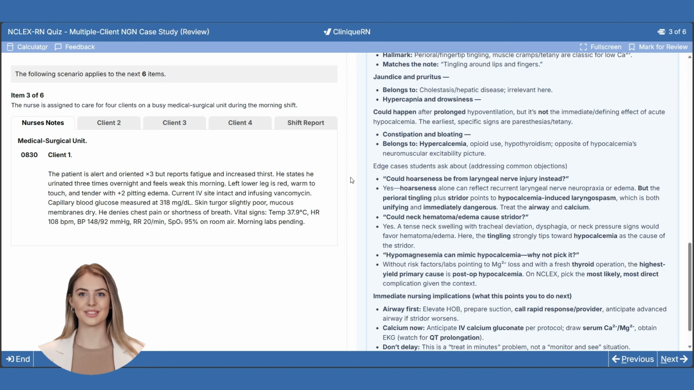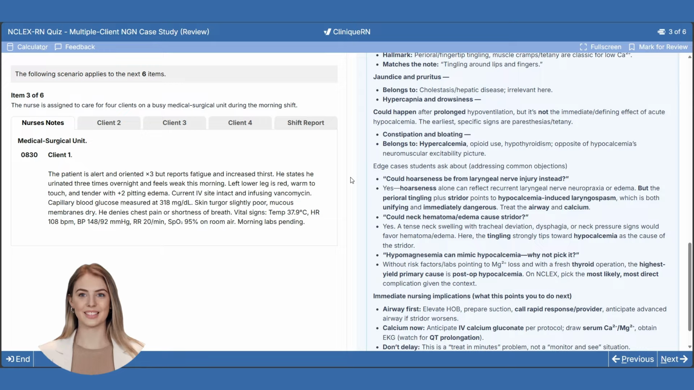Edge cases students ask about, addressing common objections. Could hoarseness be from laryngeal nerve injury instead? Yes, hoarseness alone can reflect recurrent laryngeal nerve neuropraxia or edema. But perioral tingling plus stridor points to hypocalcemia-induced laryngospasm, which is both unifying and immediately dangerous. Treat the airway and calcium.